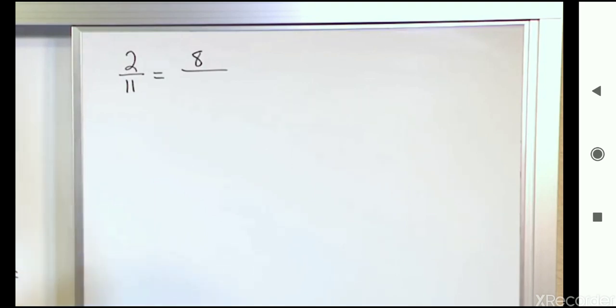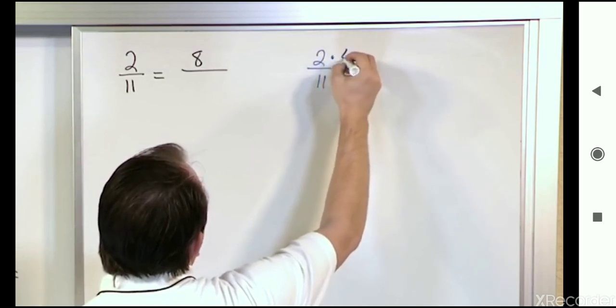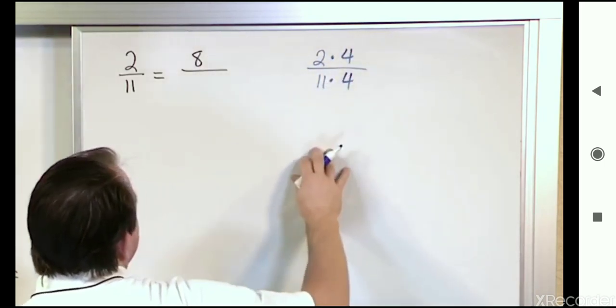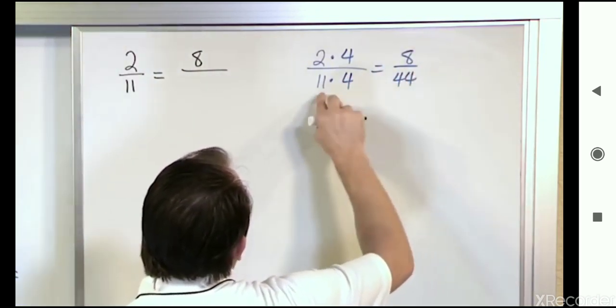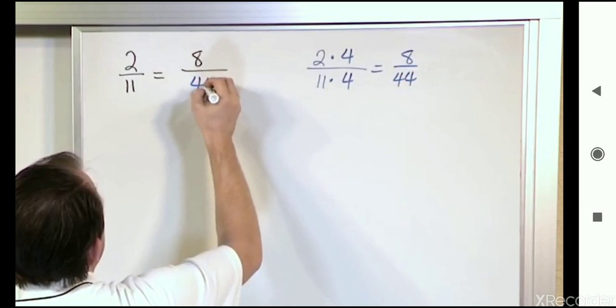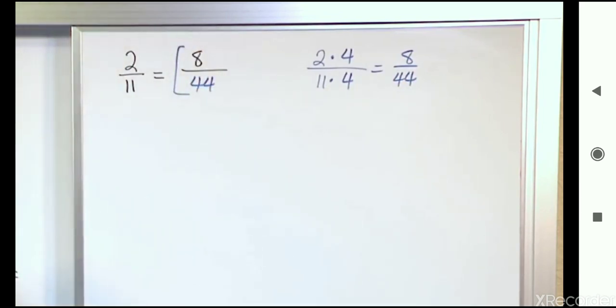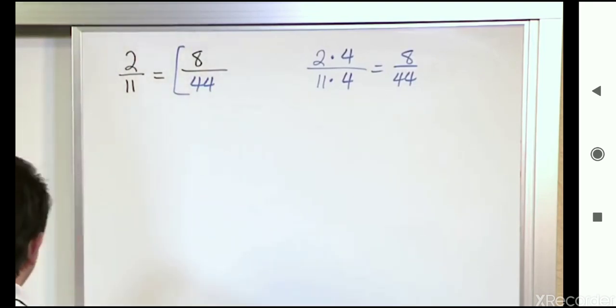So if I rewrite all this again, I'll have 2/11. I'm going to have to multiply by 4 on the top. That's going to give me 8. So then I'll also have to multiply by 4 on the bottom. So I'll have 8/44. 11 times 4 is 44. So this has to be 8/44. That is the final answer. And once you get the hang of this, it's really not that hard. You just have to get a little practice with it.